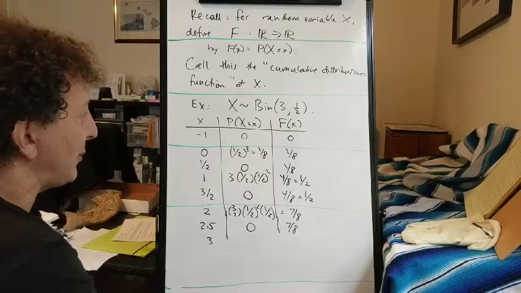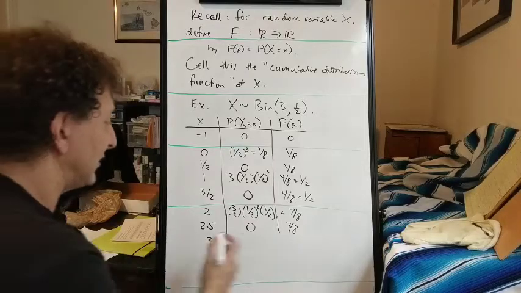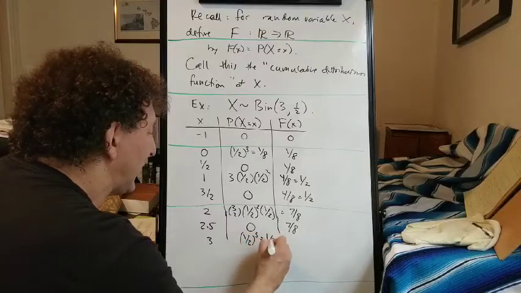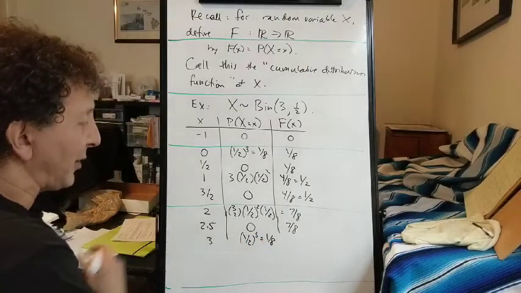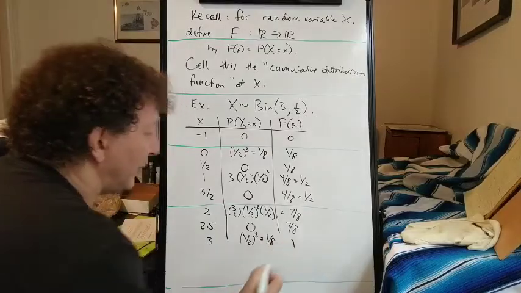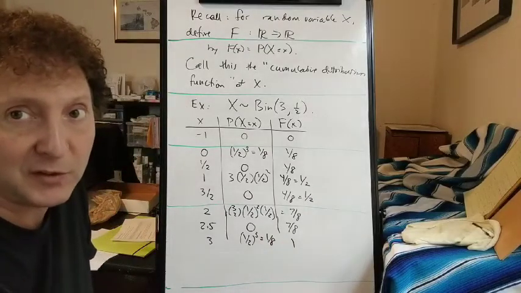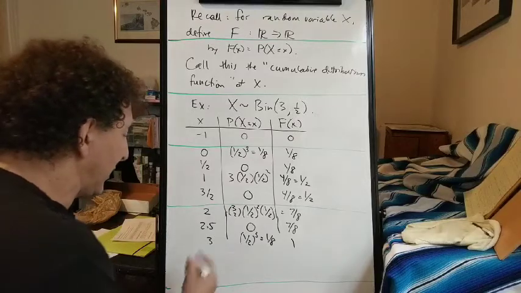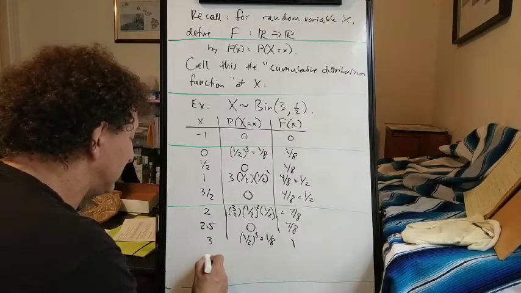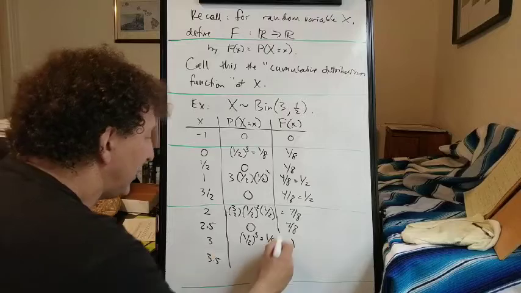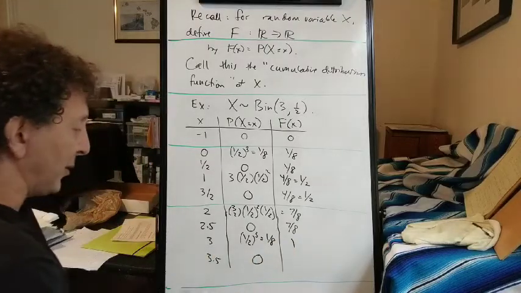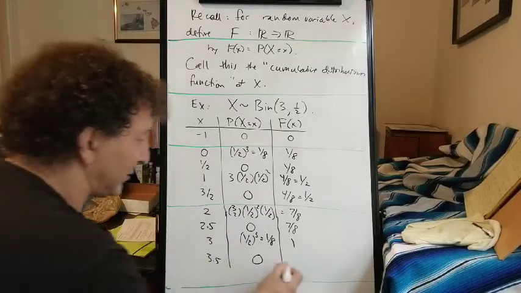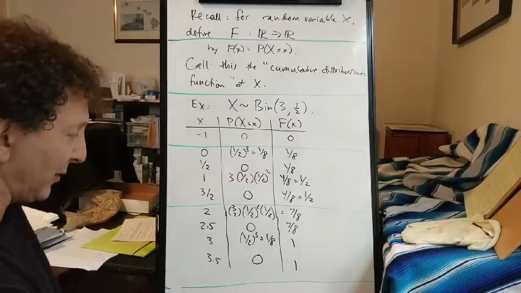For 3, the probability of having 3 successes is success, success, success. 1/2 cubed is 1/8. The probability of having 3 or fewer successes is 1, because we know we're going to have 3 or fewer successes. Those are the only possibilities. And then if we put in another number bigger than 3, say 3.5, then there's no probability of having exactly that many successes, but less than or equal to that, yes, we certainly have fewer than 3.5 successes.